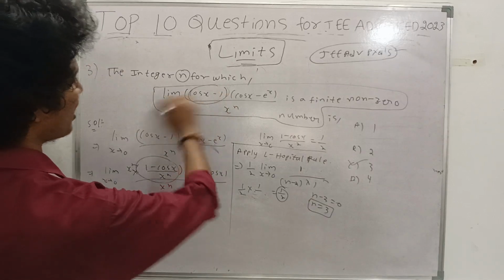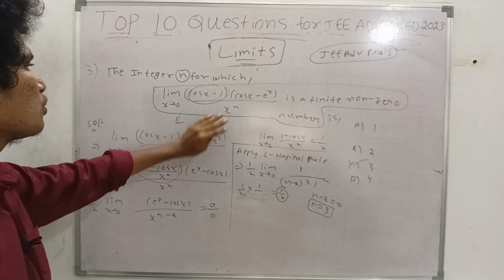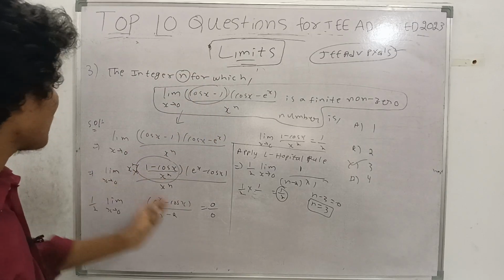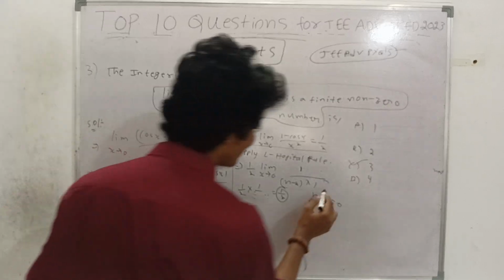You have to apply the first formula here: 1 minus cos x divided by x square equal to 1 by 2. You have to replace like this. And after that, you can take L'Hopital rule and differentiate the numerator and denominator individually, and you can find at what integer it is happening.